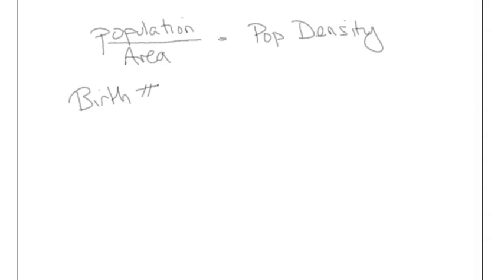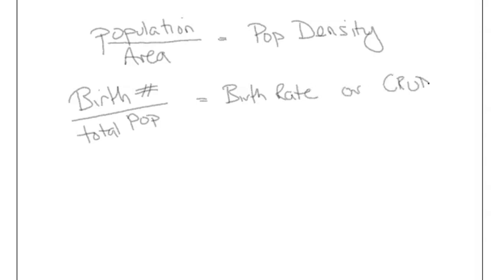And then we can look at the number of births divided by the total population, which gives you the birth rate. And if you want to be more exact, you would use a term called the crude birth rate, which is this number times 1,000, which is called the CBR, crude birth rate.